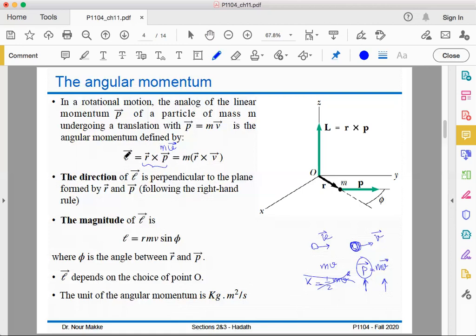Okay, now since L is a vector, it has a direction and a magnitude. The direction of L is always perpendicular to the plane that is formed by the two vectors R and P. In this example, we have R and P, they are both in the X and Y plane.